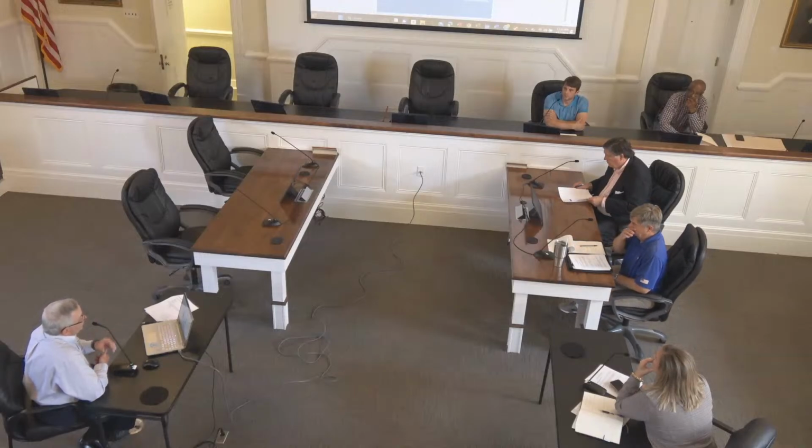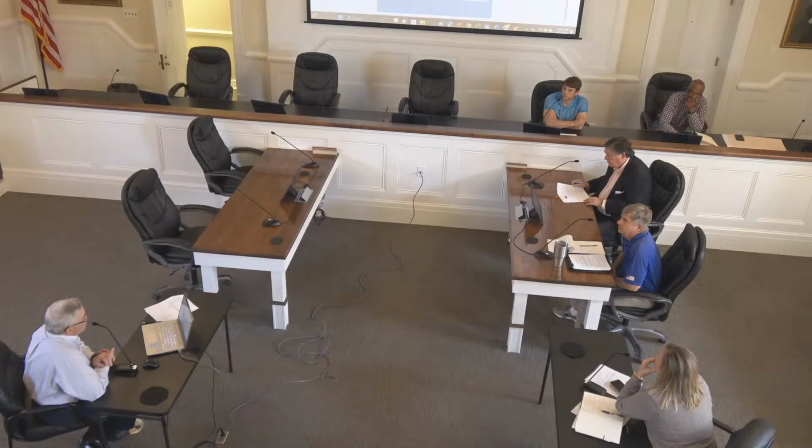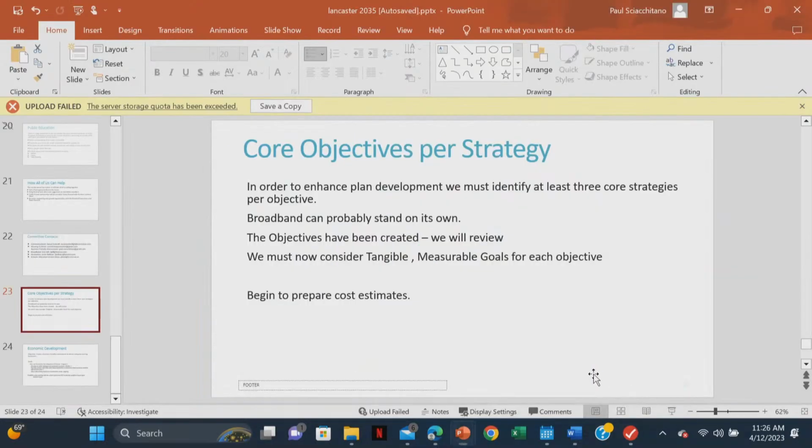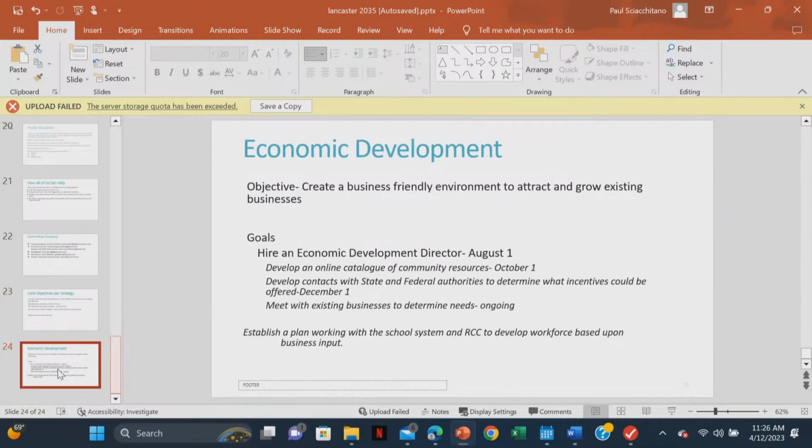The last one was economic development, which is mine, and I had the strategies up there to create a business-friendly environment. We were talking about the EDA coming into play. I actually had started a slide here that I can show real quick, under the first objective of creating a business-friendly environment to attract new and growing businesses. This example, hire an economic development director, I think that's a key component. You can see I have a timetable like August 1st to do that. I don't know where we stand on that right now.